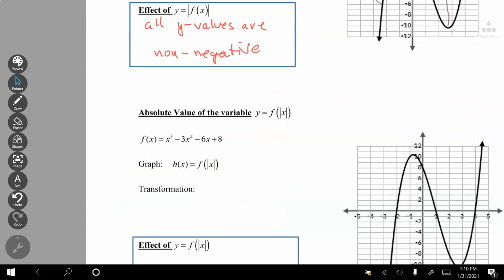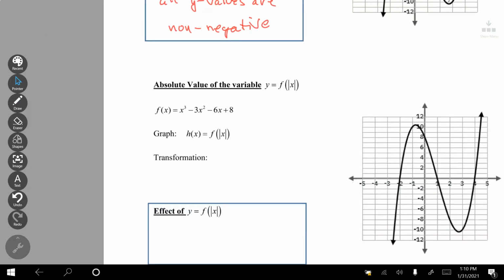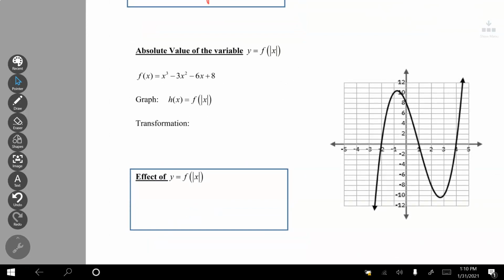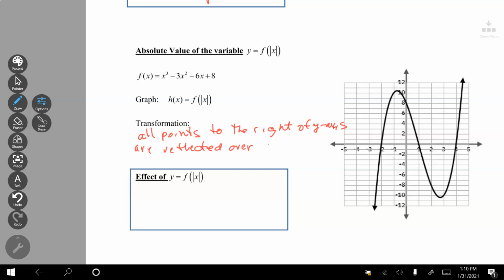Now the hard one to do is this one. F of the absolute value of x. I don't think I'll ever make you graph this, but it's the same original graph as before. So what's going to happen is that all the points to the right of the y-axis, the right half of the graph, are reflected over the y-axis.